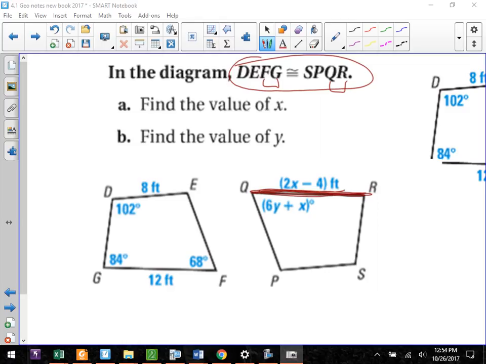So what the congruency statement will tell you is it basically tells you without telling you how to set something equal.